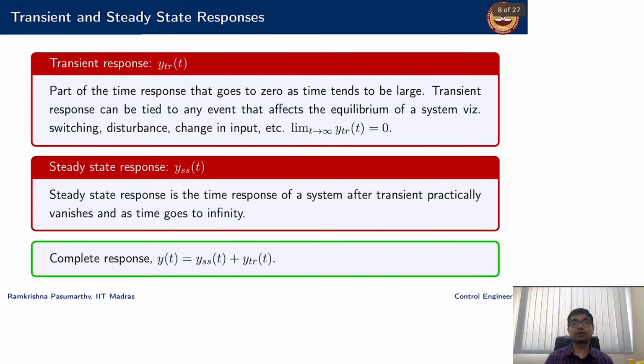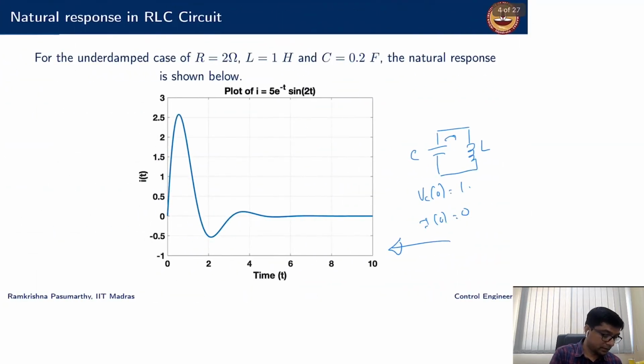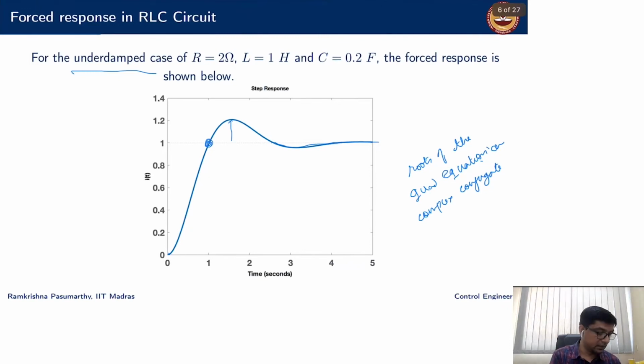Transient is the part of the response that goes to 0 as time becomes very large. Mathematically, it would mean that the transient responses are the ones which, as t goes to infinity, go to 0. Steady state response is the response after the transient vanishes, as time goes to infinity. In my graphs, until here, I'm looking at my transient response. So these oscillations die down, and what I'm left with is the steady state response.